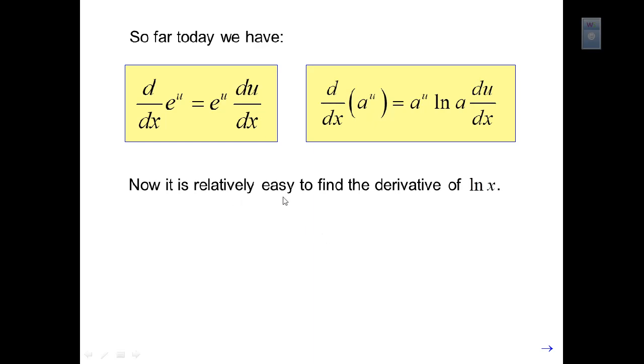All right, so now it's relatively easy to find the derivative of the natural log of x. So we start off with y equaling the natural log of x. And we're going to do something very similar to what we did in the last section with finding the derivative of the inverse trig function. We're going to implicitly differentiate this with things we already know how to do. So if y equals the natural log of x, we can exponentiate both sides, and we get e to the y is equal to x.